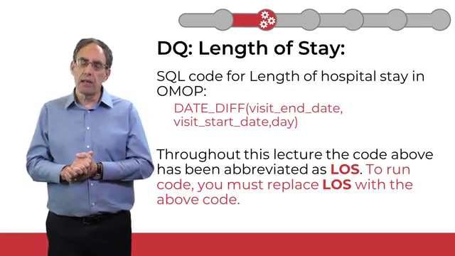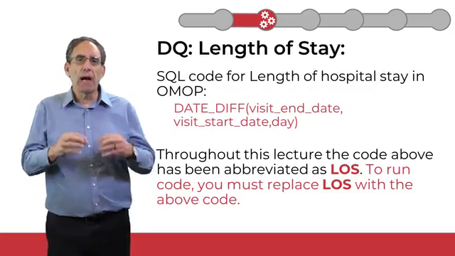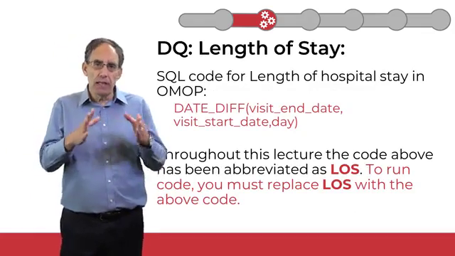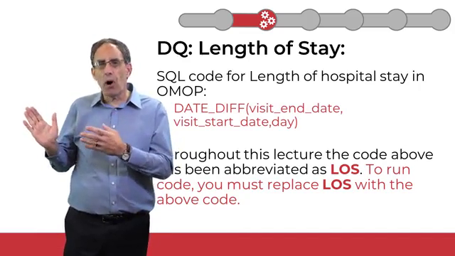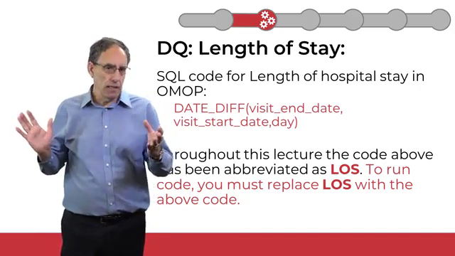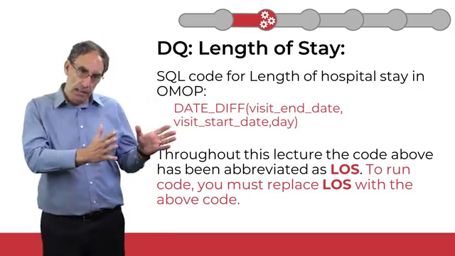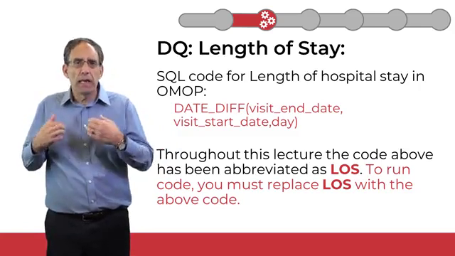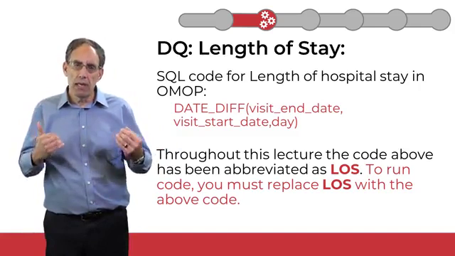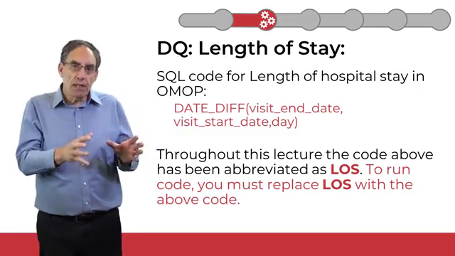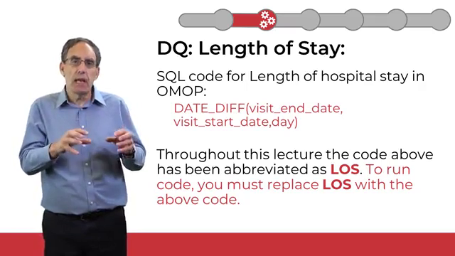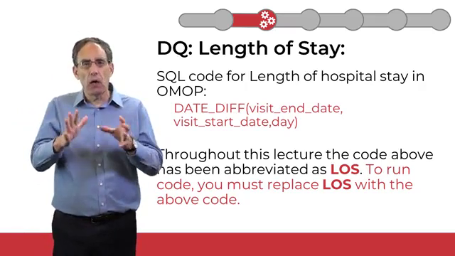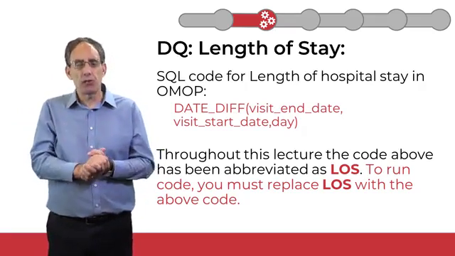Most SQL dialects, including Google BigQuery, provide a time difference function called dateDiff. The syntax for dateDiff can be found in BigQuery's online SQL documentation. dateDiff has 3 arguments: the ending date, the starting date, and the time interval, or chrono. In our example, the chrono we will use is day. In subsequent slides, we will abbreviate the dateDiff statement with the string LOS. To actually execute these statements, replace the LOS string with the dateDiff command shown here.